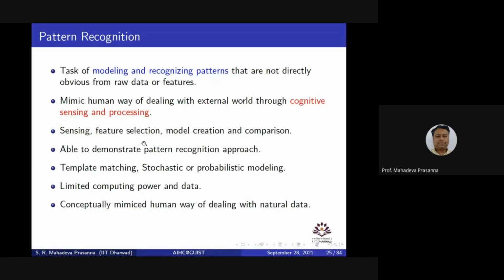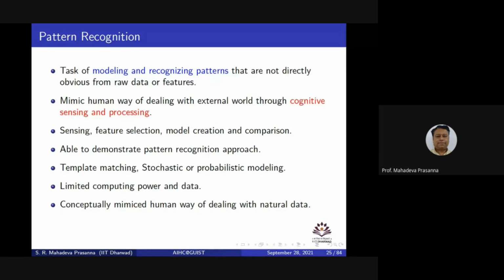and that block diagram was used in a generic manner for any pattern recognition task. Whether it is face recognition, fingerprint recognition, person authentication, speech recognition or handwriting recognition, it is the same generic block diagram. The sensor depends on what type of data or signal you are looking into. If it is an image, the sensor should be a camera.